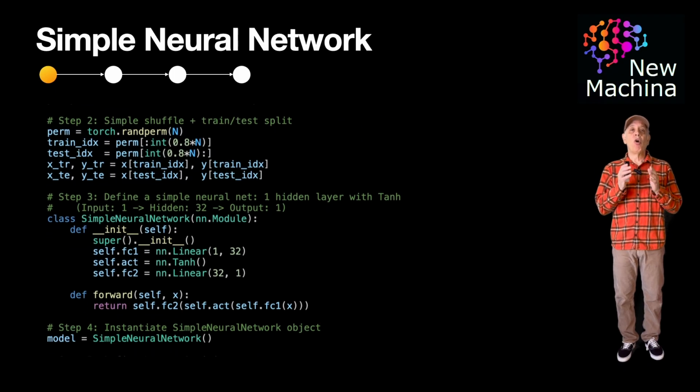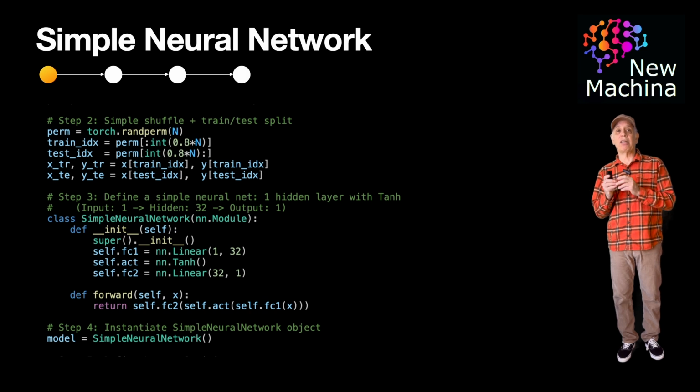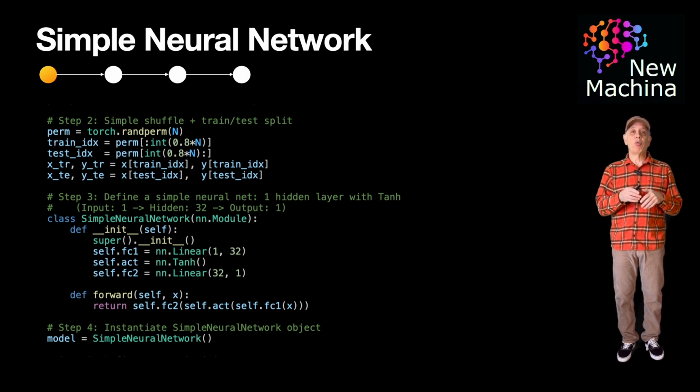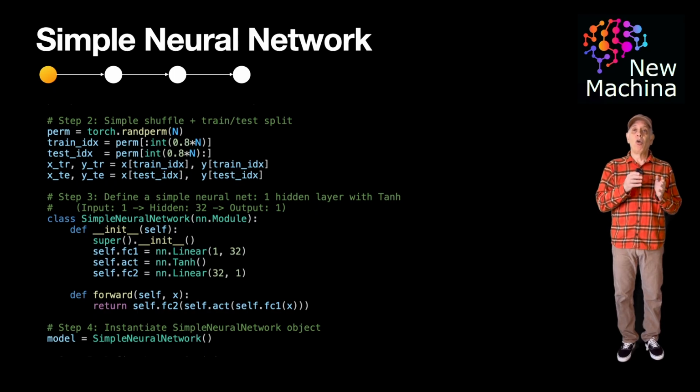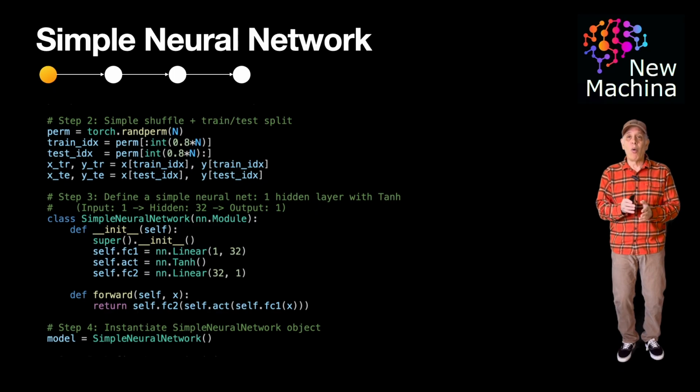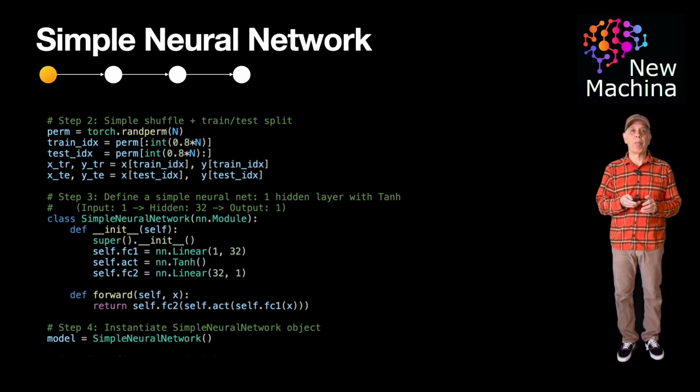In step 2, we split the synthetic data into training and test data sets. First, we shuffle the data using torch.randperm, which randomly reorders all the indices so the data points are mixed. Next, we split the data into the first 80% of shuffled indices, which will go into the training data set, and the last 20%, which will go into the test data set.